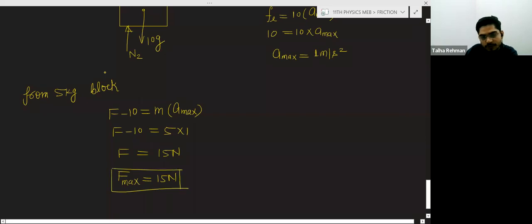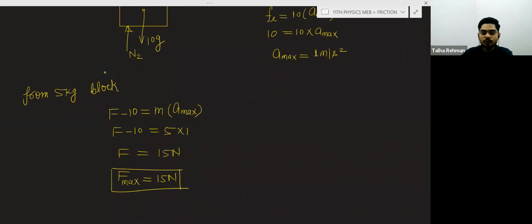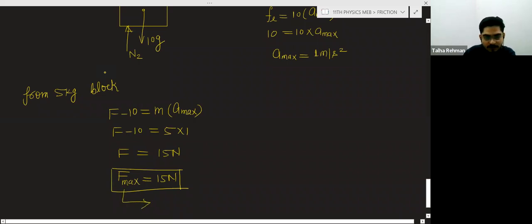Maximum force up to which both the blocks will move together. So you can write here: maximum force up to which both blocks move together.